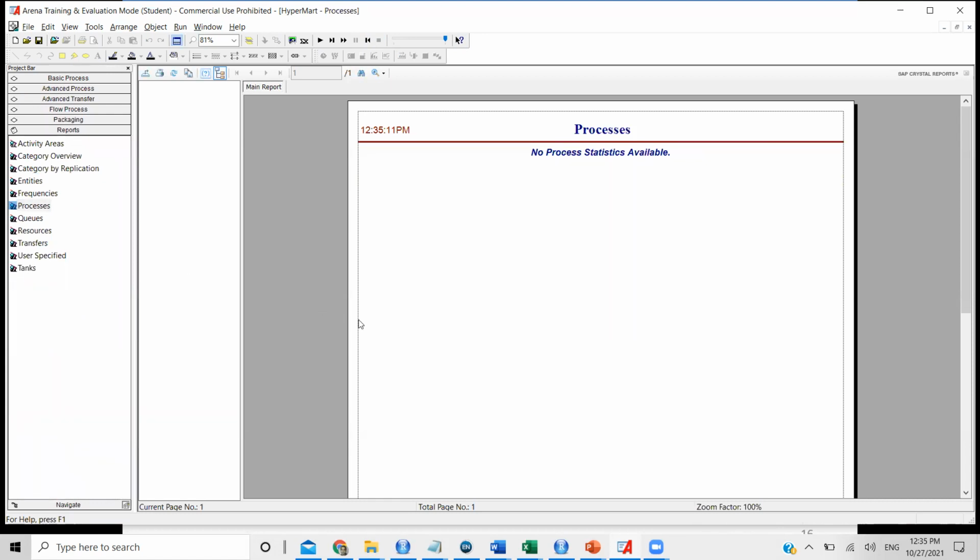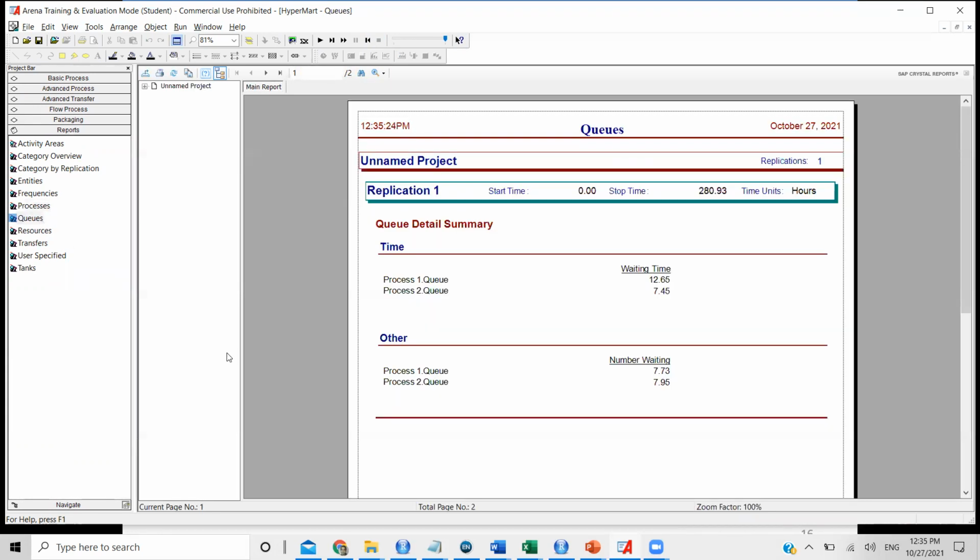I stopped it. I did not let it complete, so it hasn't collected the details about it. But let me try queues. Maybe there is some more information about it. Okay. So waiting time in Q1 was around 12 minutes. This one is 7 minutes. So as a business person, you say, would you mind standing 12 minutes in a queue or on a Hyperpanda counter?